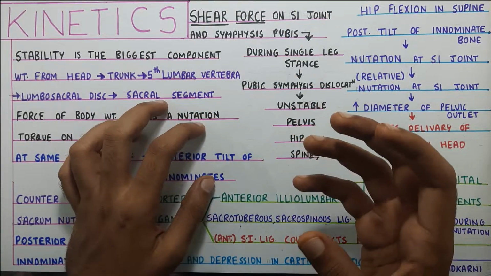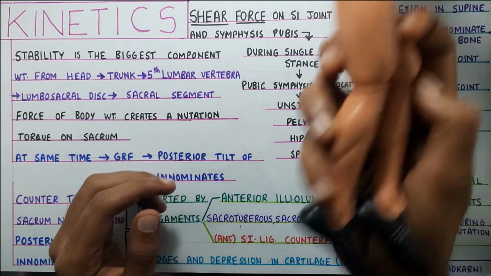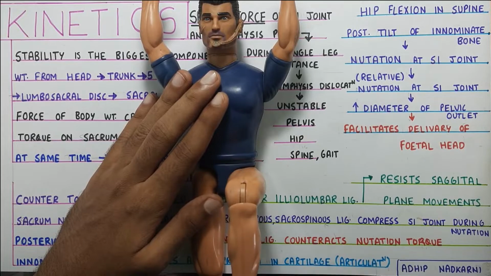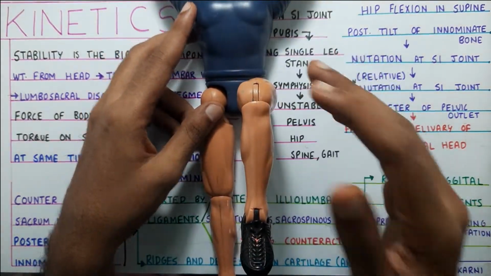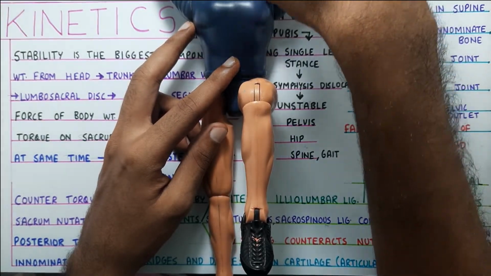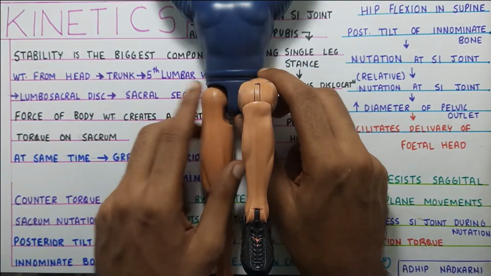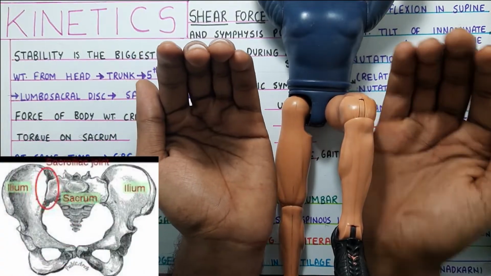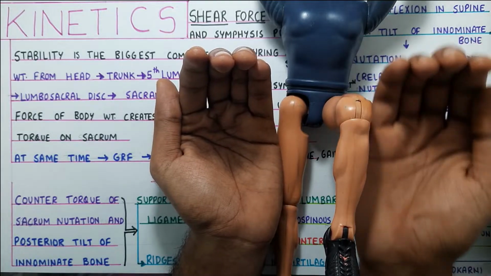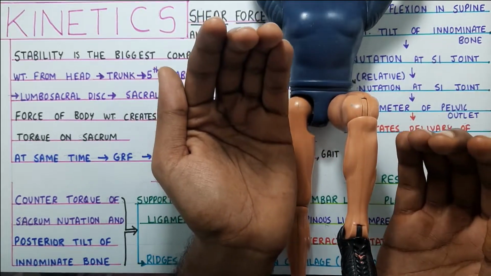Shear force happens in the SI joint when you are in a single leg stance. So let's take Joe over here. If I take Joe in single leg stance, that is, his left leg is not weight bearing, right? See over here, his left leg is not weight bearing, and his body is getting pulled downward by gravity. So again there is a shear force at the SI joint, right? There are the two innominate bones and the sacrum in the middle. Now the innominate bone on this side is getting pulled downward by gravity and the body weight, and this is where the shear force comes into play.